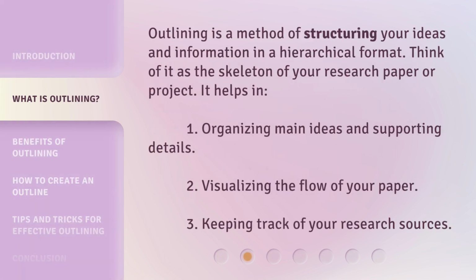Outlining is a method of structuring your ideas and information in a hierarchical format. Think of it as the skeleton of your research paper or project. It helps in: 1. Organizing main ideas and supporting details. 2. Visualizing the flow of your paper. 3. Keeping track of your research sources.